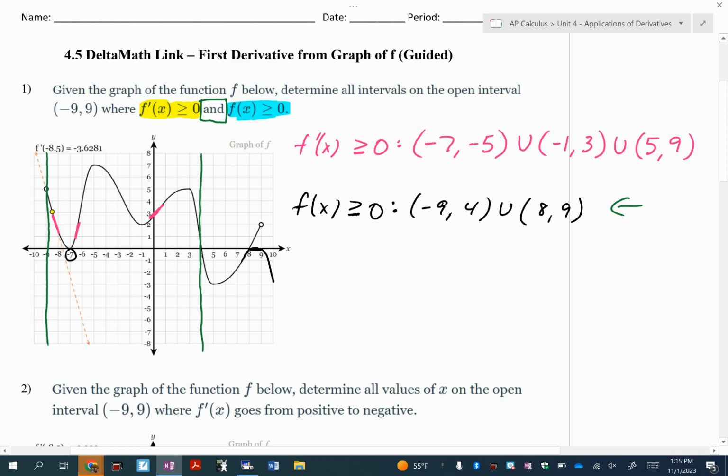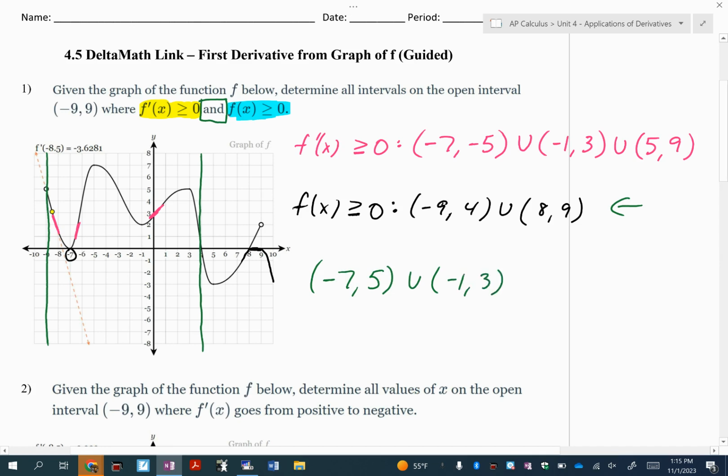Does -7 to -5 work? Is it in there? Yes, it does. What about -1 to 3? Does that work? Is that in between there? It is. So when I write down my answers, I'm going to write down those two to start.